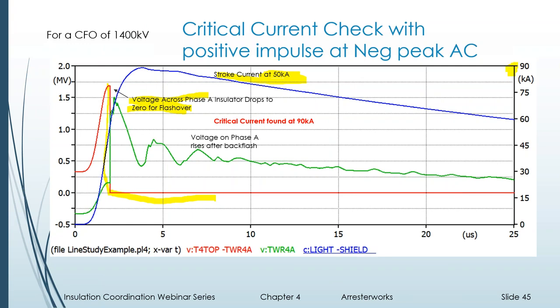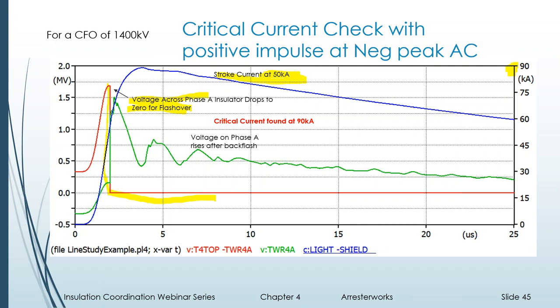Now, if I looked at the current going down this tower, I would see it's not 90,000 amps, because some of that current went to the towers on either side. So it doesn't matter what the actual current down the tower is. It's what is the stroke current that caused the flashover.